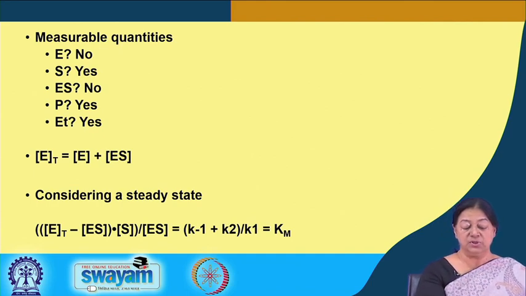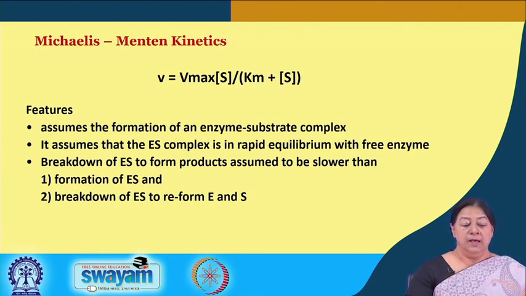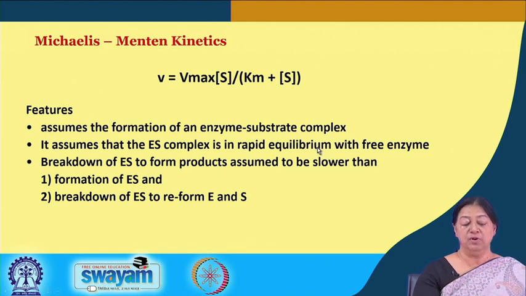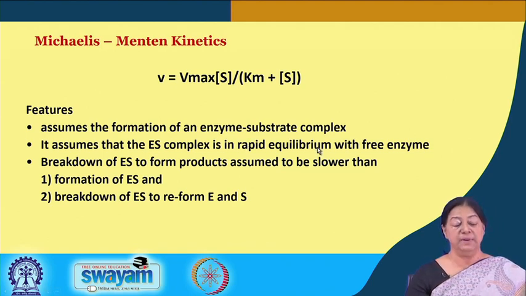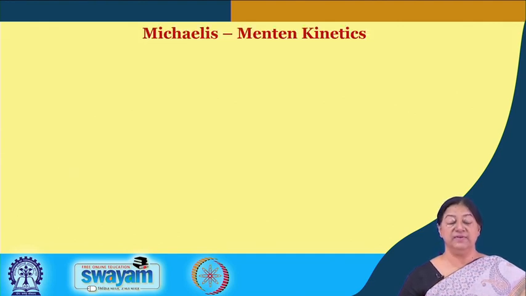So, we consider what is called a steady state, as I just mentioned, and we can get what is called the Michaelis-Menten constant. So, the features assume that we have, as we mentioned before, the formation of the enzyme substrate complex, the breakdown, and a specific Michaelis-Menten kinetics given by an expression.